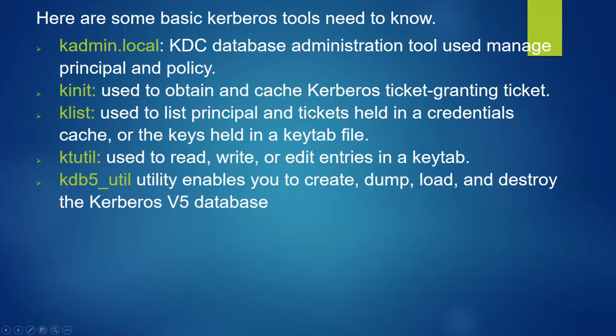klist is used to list the principals and tickets held in the credential cache. When we obtain that particular credential, we can list it to see it when it's been cached. You can use klist to see them.